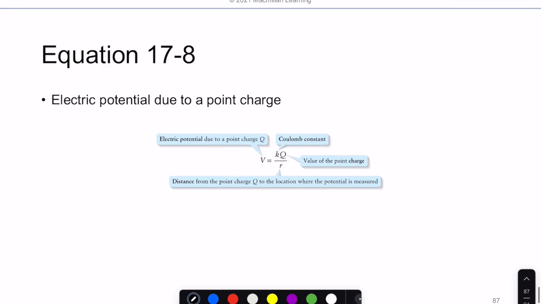And when we do that, we divide by little q and we end up with K big Q over R, right? Where Q is the value of the point charge that is producing the electric field. R is the distance from wherever we want to know the information about to that point charge Q, in the same way as we defined an electric field, and V is obviously going to be the electric potential.